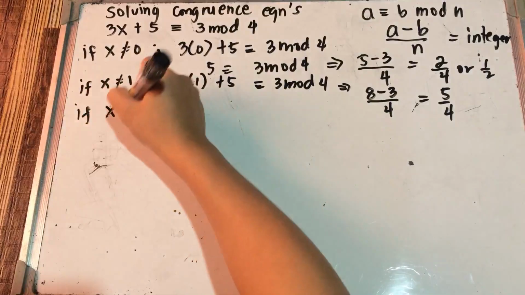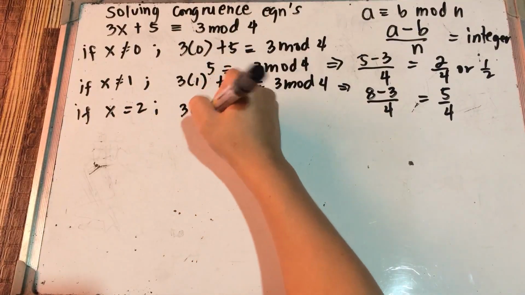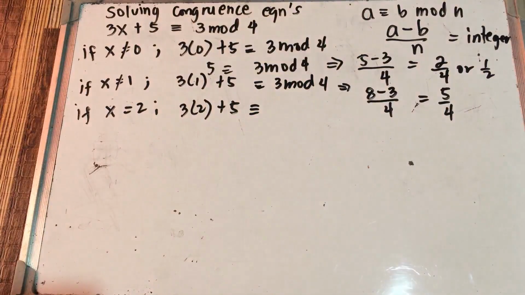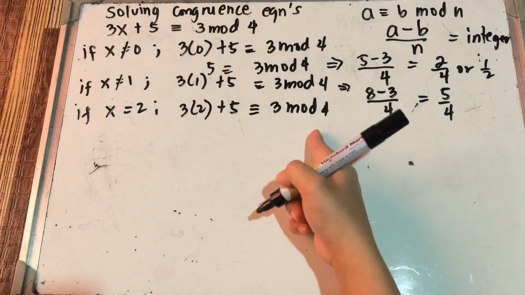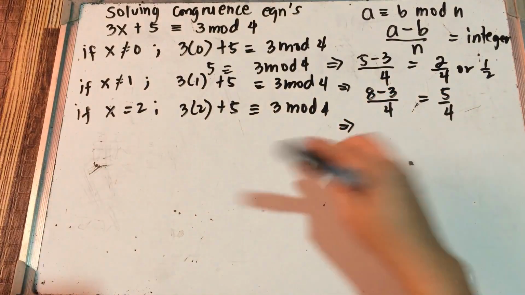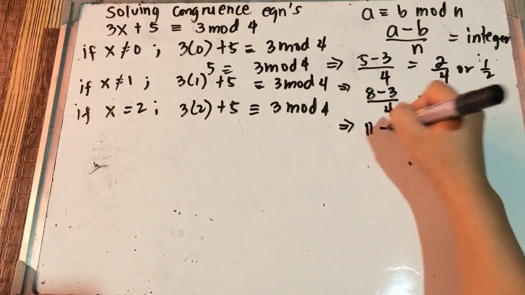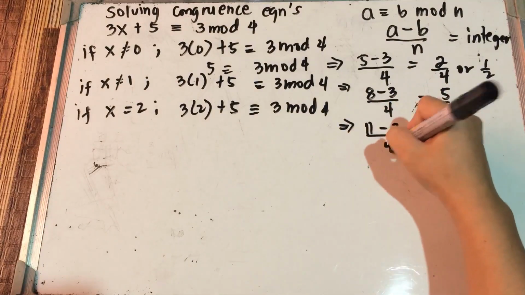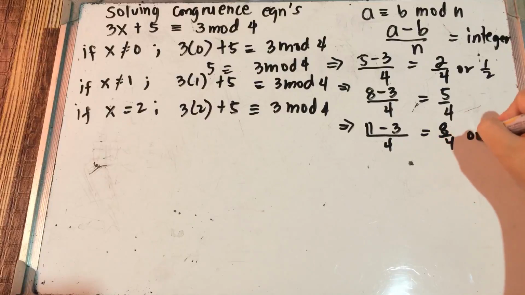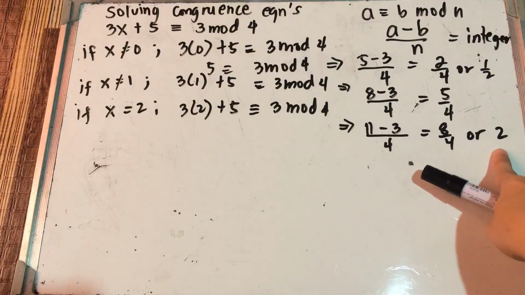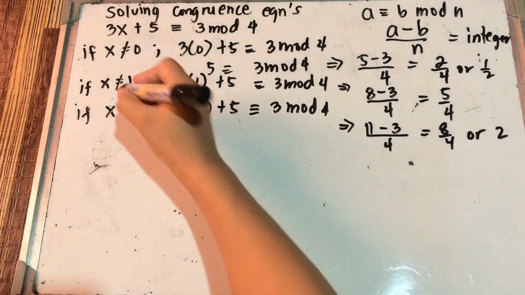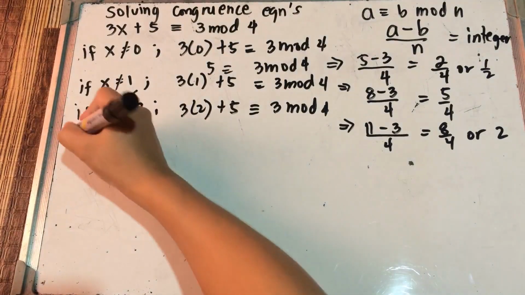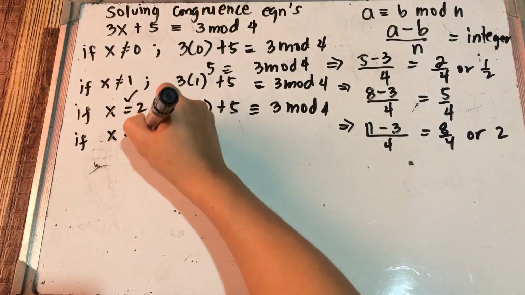Next, if x is equal to 2, 3 times 2 plus 5 is congruent to 3 modulo 4. So, we have 6 plus 5, 11 minus 3. Diretso na natin over 4 equal to 8 over 4 or 2. Ayan, may nakuha na tayong integer. Therefore, if your answer is an integer, the value of x is a solution. Ayan, meron na tayong unang solution. Okay, next, itest natin yung x equal to 3.